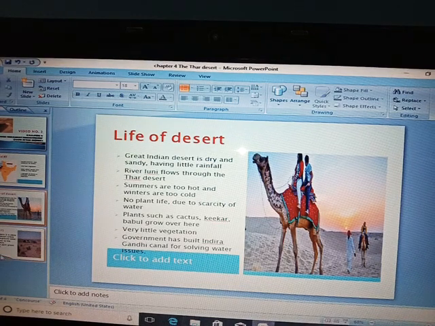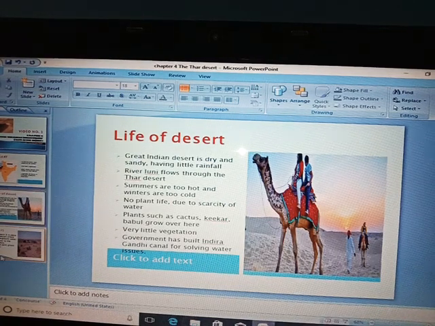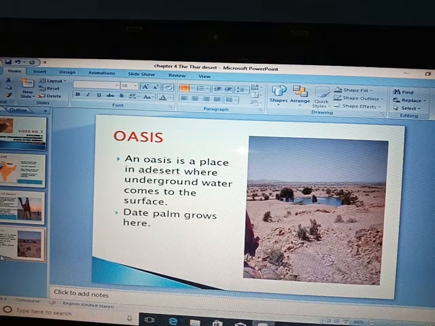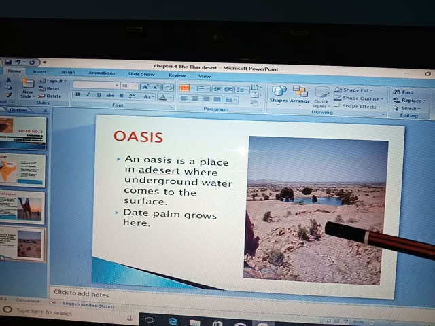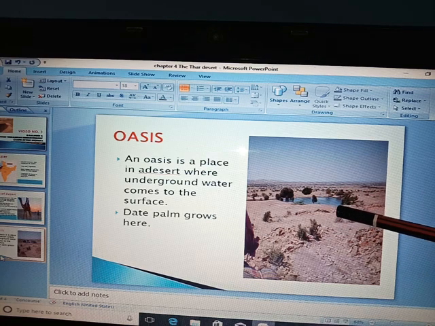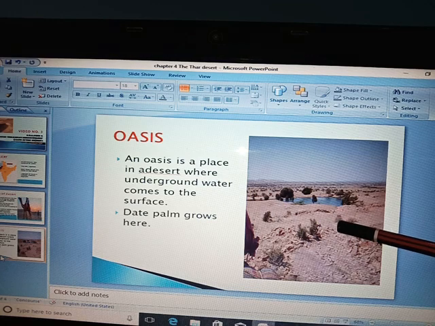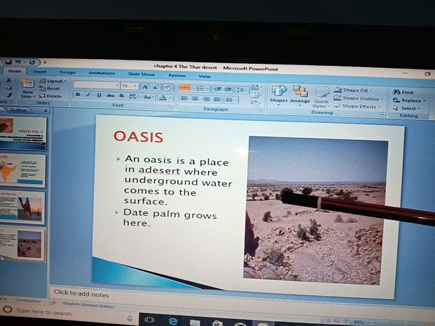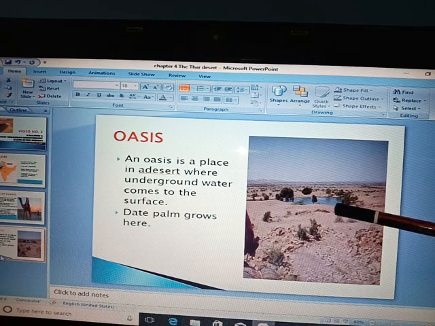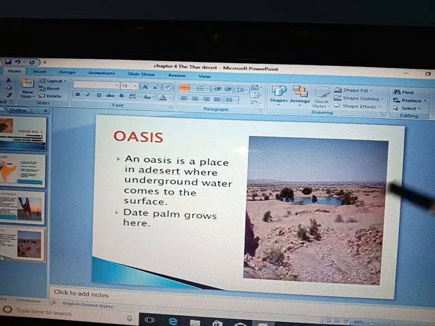Now, next in this life of desert, one important point is the Oasis. Oasis is a very new topic for you all. First, just see the picture. Everywhere in this picture, you can see all the places are surrounded with sand. It is a dry area. And in just one small place, you can see a little amount of water is present. The whole area is surrounded with what? Sand. And just in a particular area, a very little amount of water is present. So this is called an oasis.